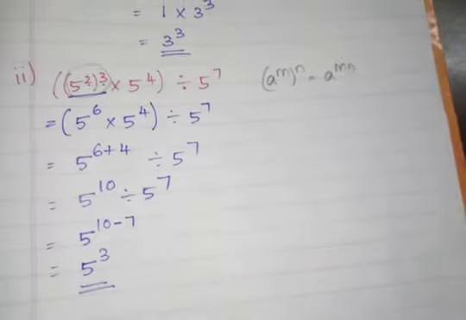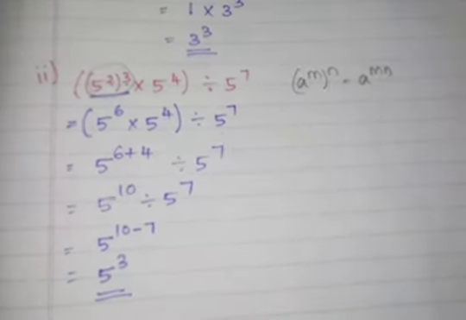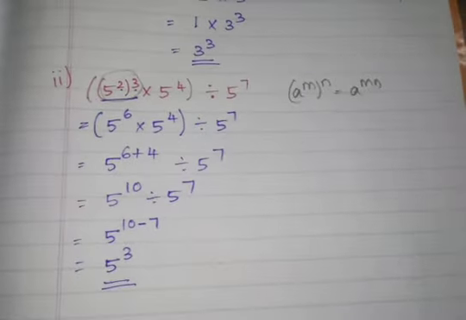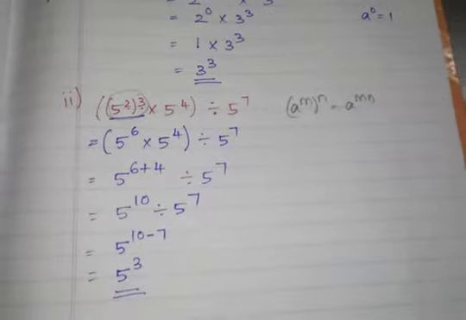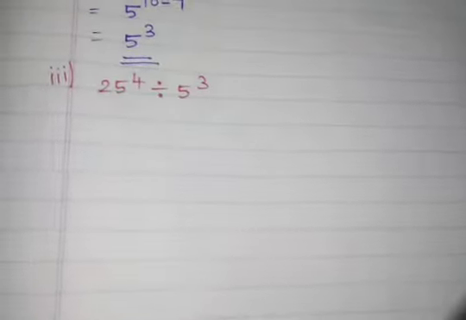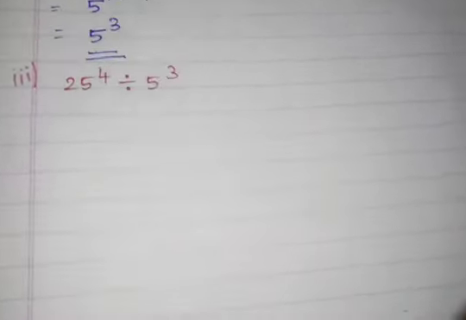So 5 power 3 is the answer, and this is your exponential form answer. You don't want to write 5 into 5 into 5; you don't need to write it. Okay, 25 power 4 divided by 5 cube.